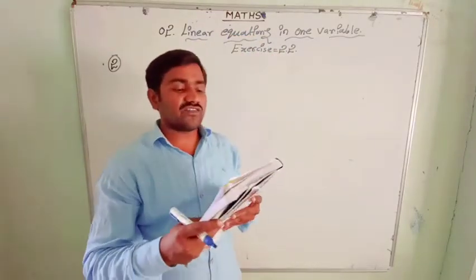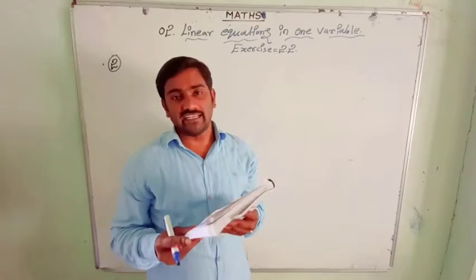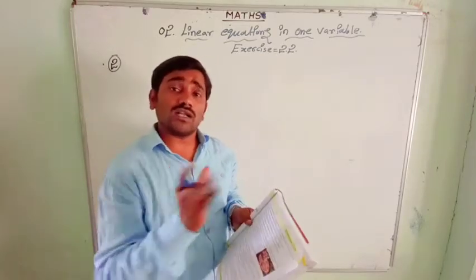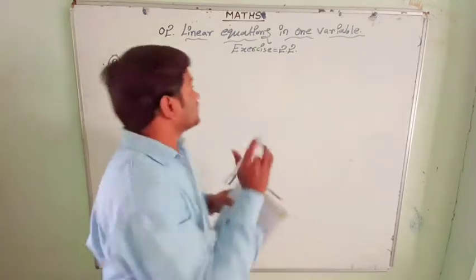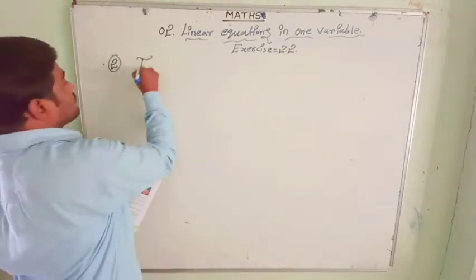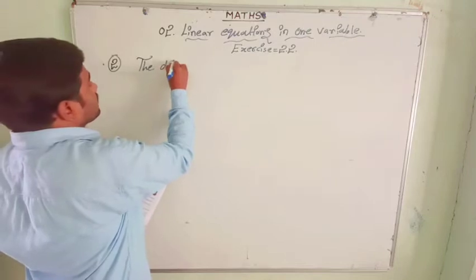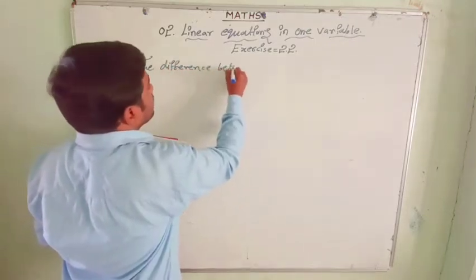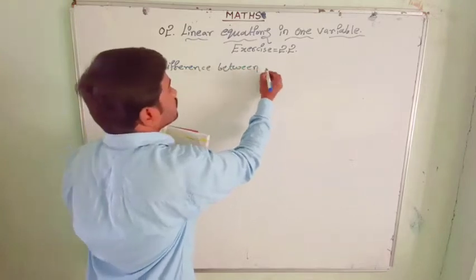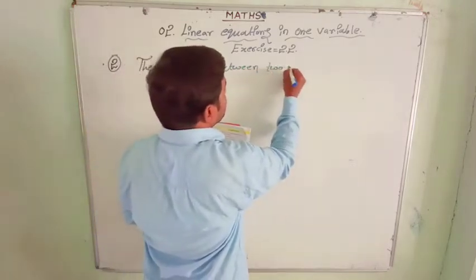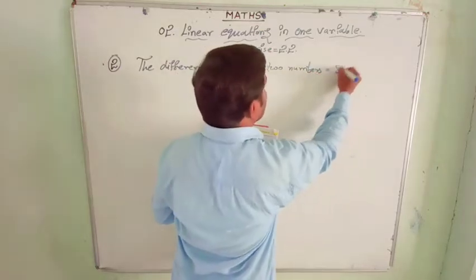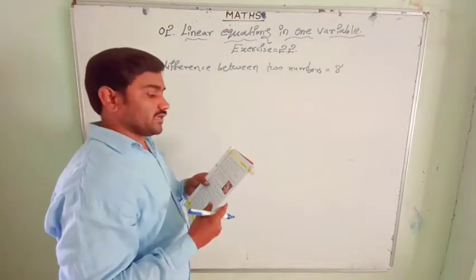See that the difference between the two numbers is 8. They did not give what the two numbers are here. The difference between the two numbers is 8.